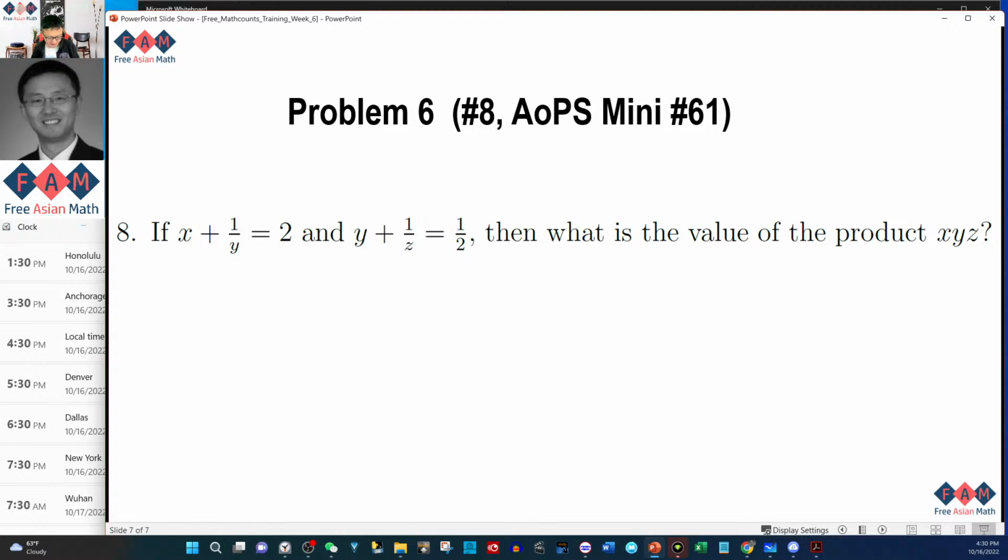You know some conditions. You know two conditions, x plus 1 over y, y plus 1 over z. But you have three variables, right? x, y, and z. You have three of them. So for this problem, you cannot even solve exactly what x, y, z are because you only have two equations. You need three independent equations about x, y, z in order to solve all of them. With only two equations, that's impossible to do. But you're not supposed to get x, y, z individually. All you need is to get xyz.